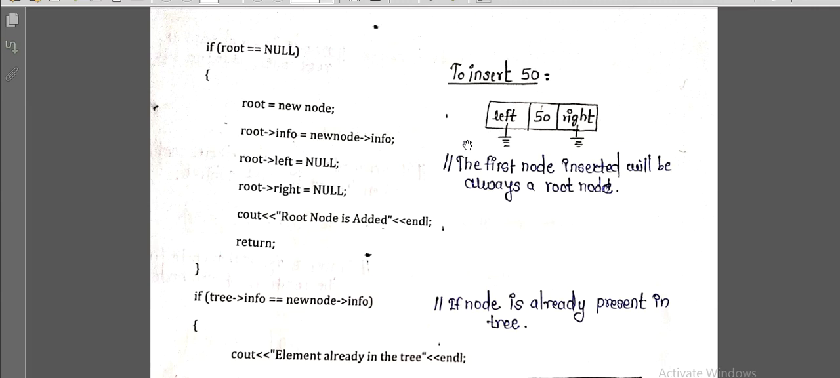With that, make its left child null, and make its right child null. So the first node inserted will always become the root node. If we are inserting the first node, then that will always become the root node, and we can display the message that the root node is now added. And here we have to return. Once our node is inserted, we have to return.